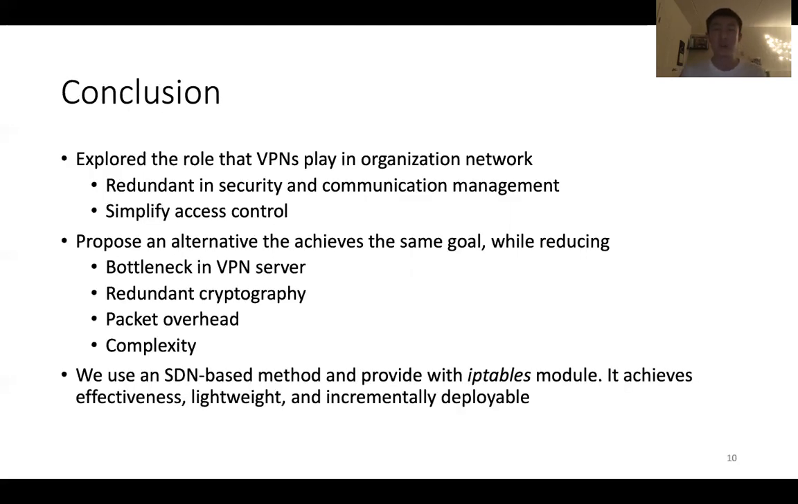To conclude our work, we have identified that VPN has some redundant functionalities. We are trying to remove those redundant functionalities and leave a simplified access control for organizations. We have developed an open source IP tables module for organizations to easily deploy our method. We have also evaluated this method to be effective and efficient.